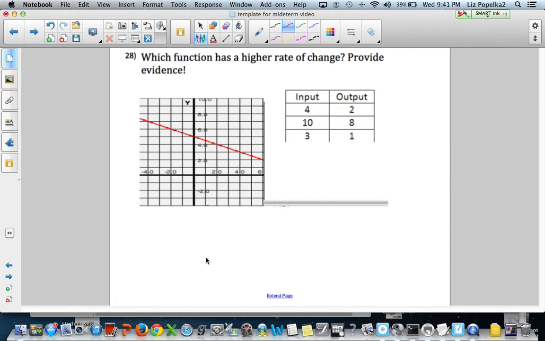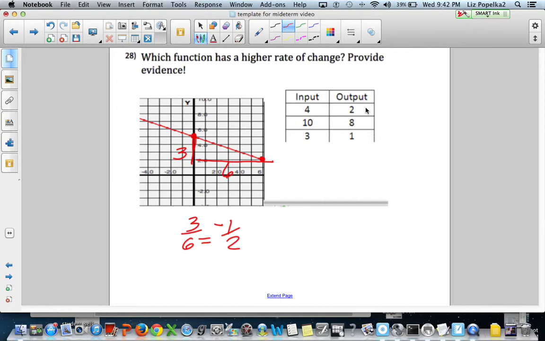Last but not least, which one has a higher rate of change? Let's take the graph first. So I'm going to pick 2 points on the graph right here. I'm going to count. How many places do I have to go down? I went from 5 to 4 to 3 to 2, so down 3, right? And then I went over 1, 2, 3, 4, 5, and 6. So remember, your up and down change goes first, your left to right change goes second. 3 over 6 simplifies to 1/2, and because it's sloping downward, it's negative 1/2.